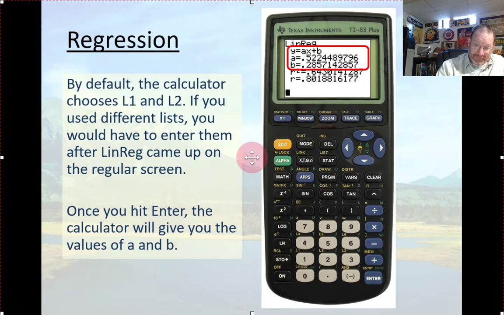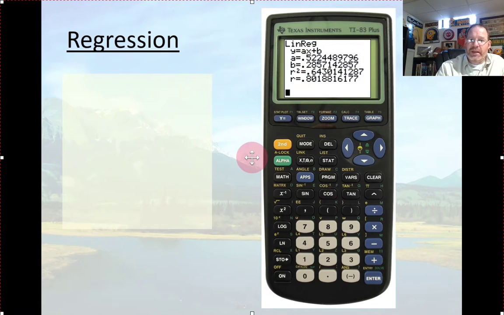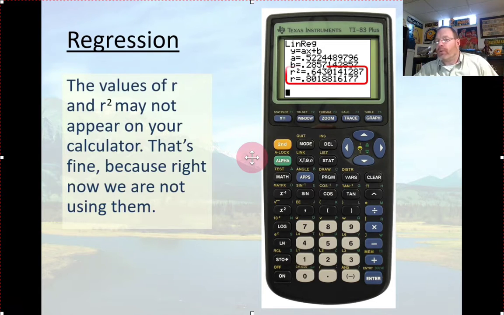You may not have the R and the R squared. You have to set your diagnostics on if you want that. And those do have a meaning for us. Right now, we're not all that concerned with what it means. In statistics class, you will be concerned. So if you have R and R squared, fine, but we're just going to ignore that for right now.